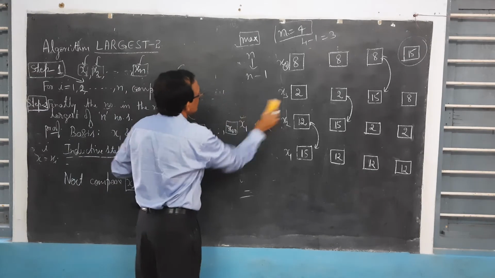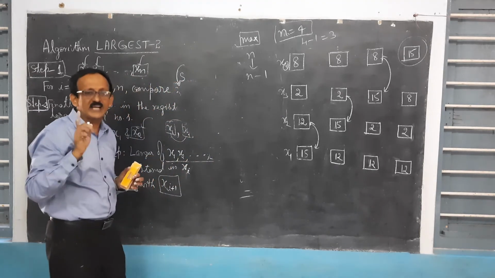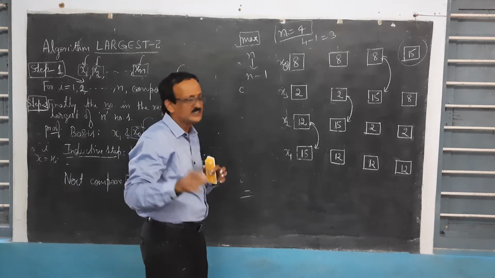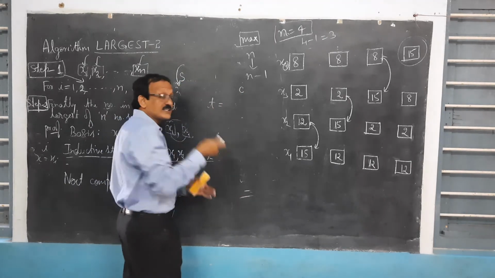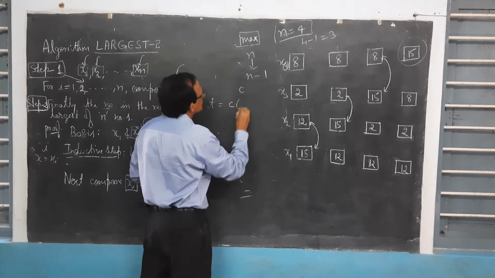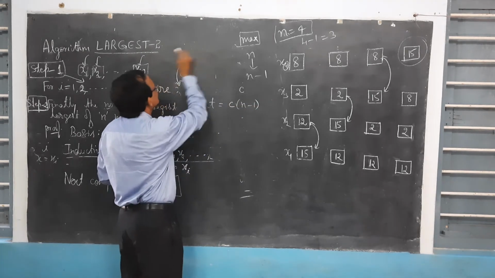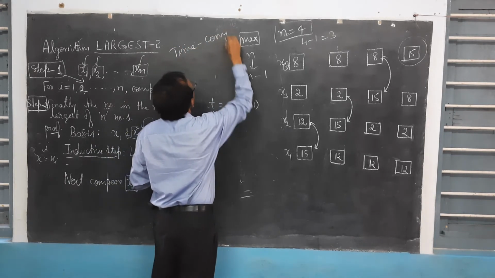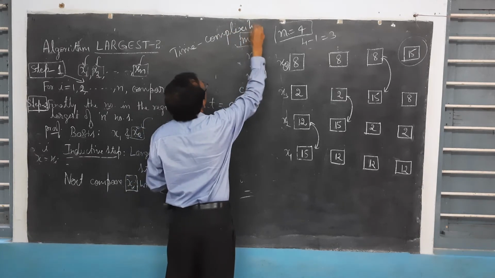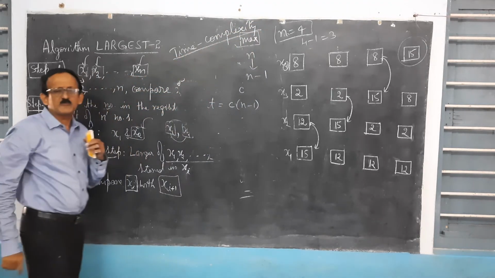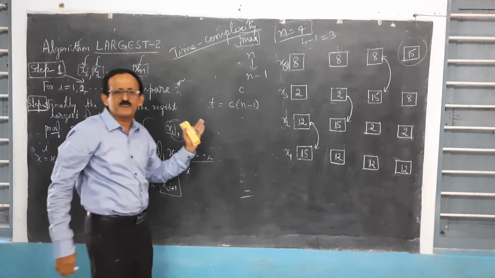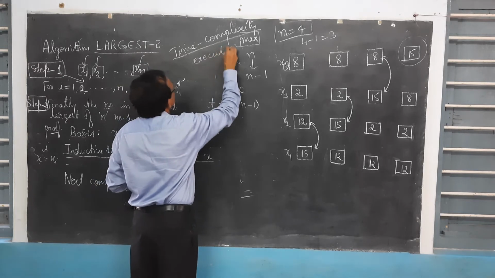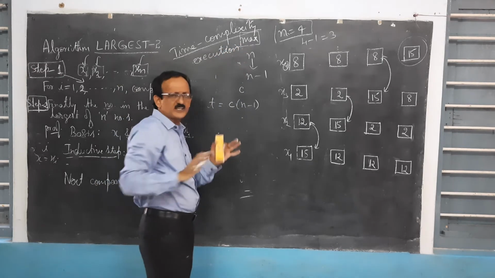Okay. For each comparison, if c is the time taken for one comparison, what is the time taken for all the comparisons? It is c into n minus 1. Now, the time complexity. What is the time complexity of the algorithm? Time complexity of the algorithm is the time taken for the execution of the algorithm.